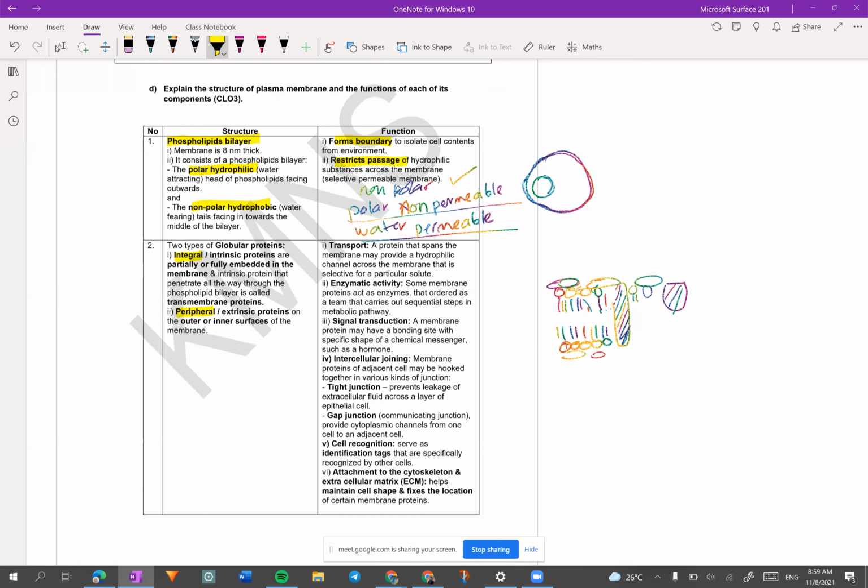Right. Tengok seterusnya. Selain daripada tu, you boleh panggil intrinsic atau extrinsic. I would suggest you untuk gunakan pasangan yang sama lah. Kalau integral dengan peripheral, kalau intrinsic dengan extrinsic. So what are they? Partially ataupun fully embedded. While kalau yang peripheral dengan extrinsic ni, dia lebih kepada outer or inner surface sahaja. Kat bahagian dalam je. Bahagian outer ni lah. Ataupun ini kat sini.